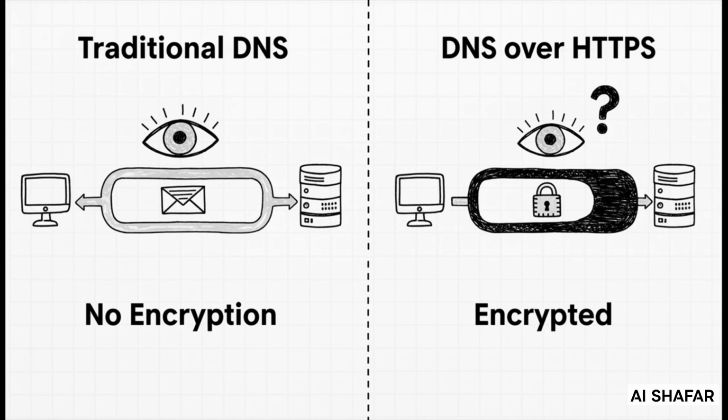So, with all this happening, is any of it secure? Well, by default, not really. Those DNS requests are sent out in plain text, which means your internet provider can see a list of every single website you visit. And that's exactly why new standards like DNS over HTTPS, or DoH, are becoming so important. They wrap your phonebook lookups in a layer of encryption, keeping your browsing history private.